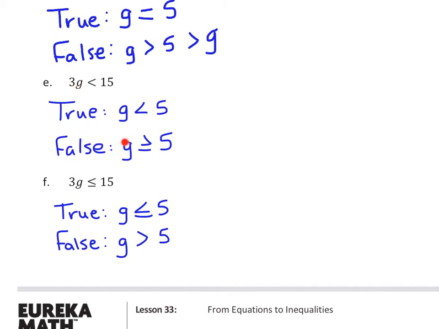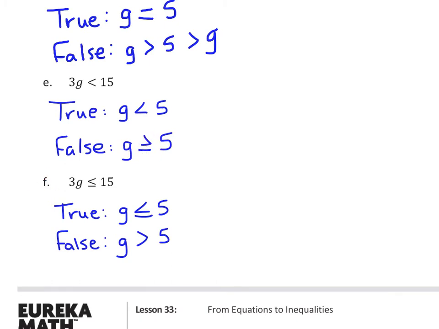Falsewise, if G is 5, so I did greater than or equal to, or anything bigger, it would be incorrect because then this would become bigger than 15. So it would be equal to or bigger than. And so that's why I use the greater than or equal to sign.